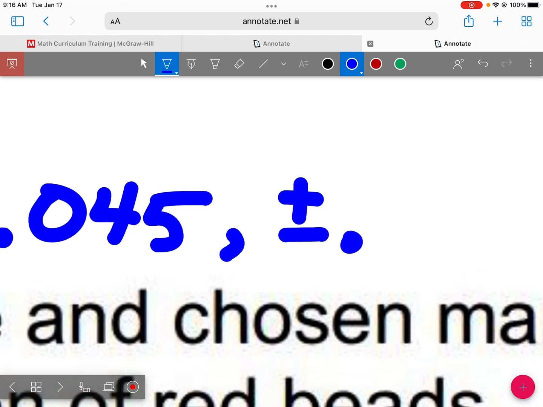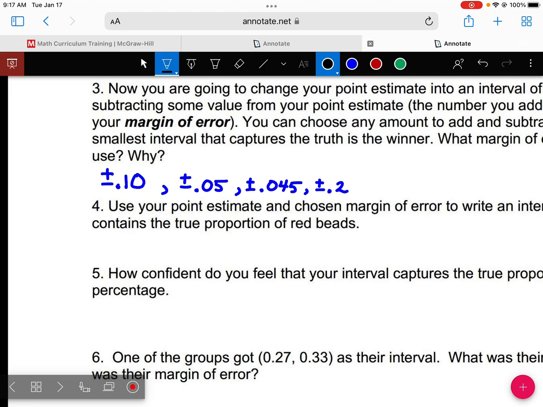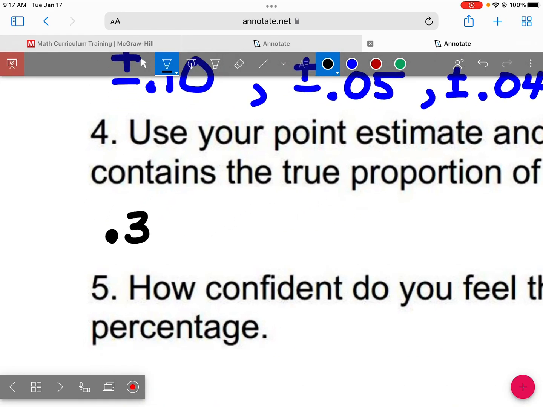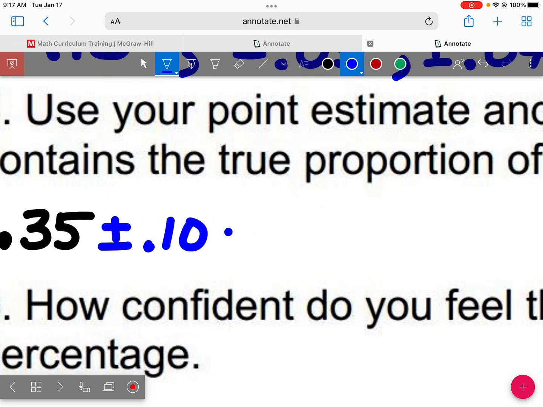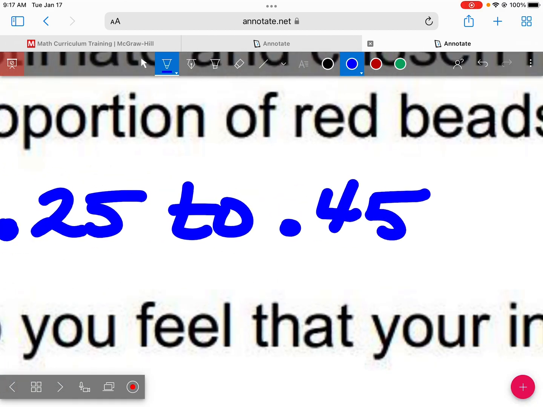0.2. And what did you guys go with? 0.05. Okay. So I want to get these intervals. With my example, I had a point estimate of 0.35 because I got 7 out of 20. I went with a 10% margin of error as well, so plus or minus 10%. So I had from 0.25 to 0.45.